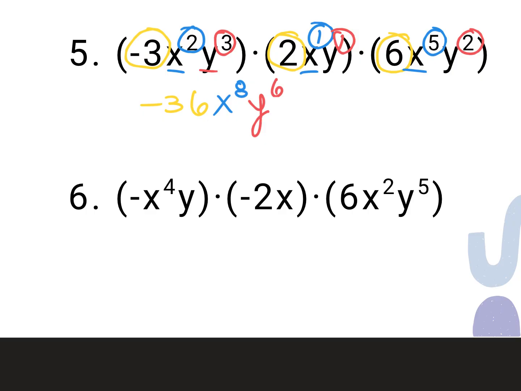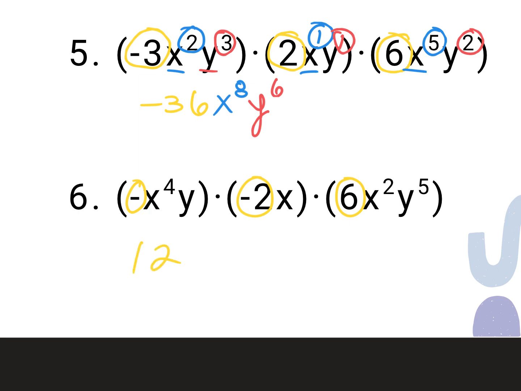On number 6, guys, in that first parenthesis, what is in between that negative sign and the x? What number's there? There's a 1, okay? Don't forget that. So I have a negative 1, a negative 2, and a 6. What's negative 1 times negative 2? 2. Then 2 times 6 is 12.